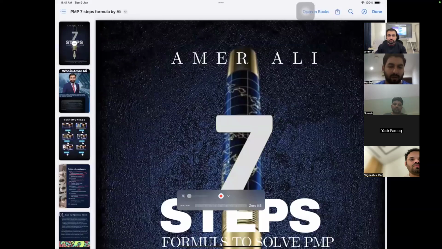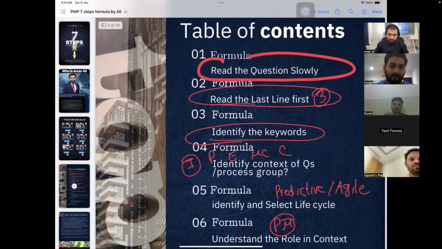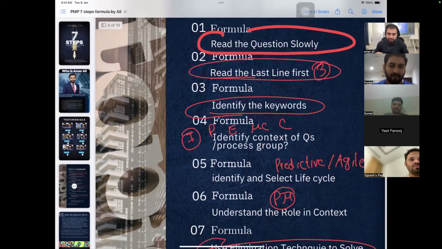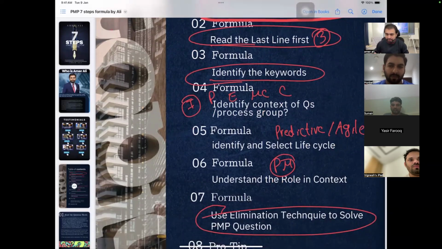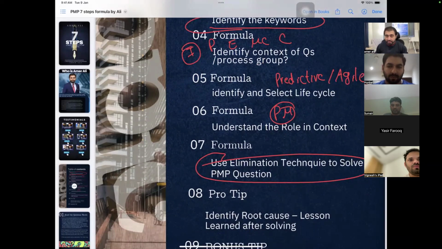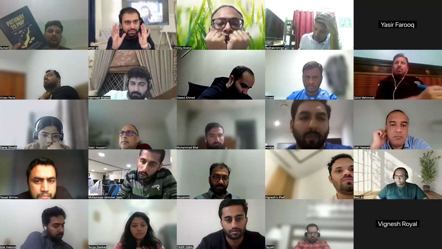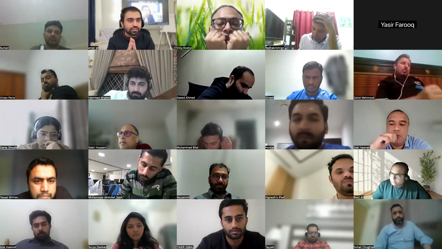So one more time, as we went through the points: read the question slowly, read the last line, identify the keyword, which process group you are in, which life cycle this is, whether you are a project manager or not, and use the elimination technique. In my booklet, because students do ask that question, I put it last as a different way: pro tip, identify the root cause analysis. I will share this booklet with you before you even ask me. I will share everything.